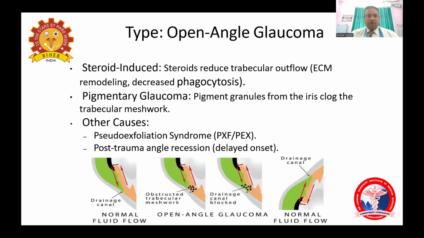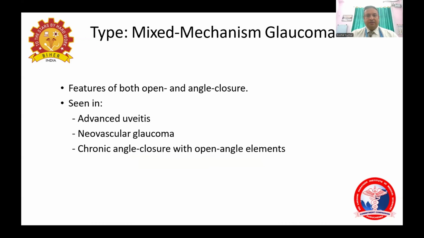The other type is open-angle glaucoma, which could be basically steroid-induced, which reduces the trabecular outflow and decreases phagocytosis. Pigmentary glaucoma, where pigment granules from the iris clog the trabecular meshwork, and the other causes are pseudoexfoliation syndrome or post-traumatic angle recession, delayed onset angle recession. You could also have a mixed mechanism glaucoma, where features are both of open and closed angles. It can be seen in advanced uveitis, neovascular glaucoma, and chronic angle closure with open angle elements.